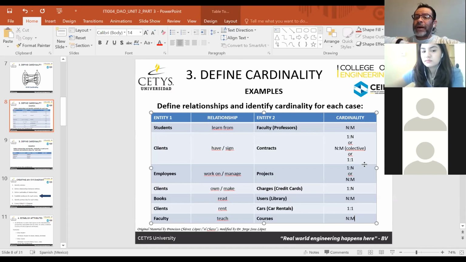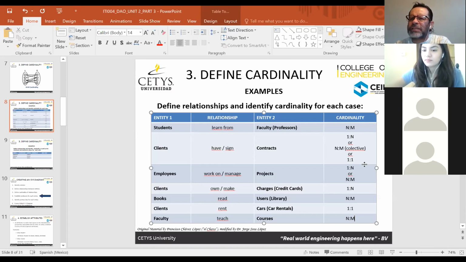But if we're talking about courses in the academic program, then N to M would make sense. If we were talking about classes, then that would be 1 to N. But if we're talking about courses in the academic program, then yes, we can have many professors teaching many courses.